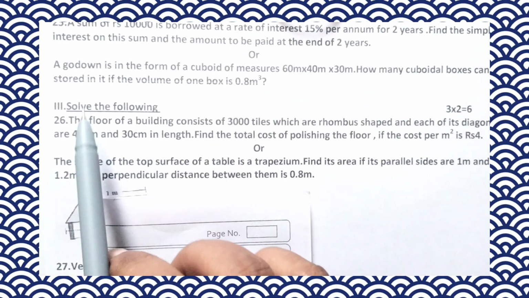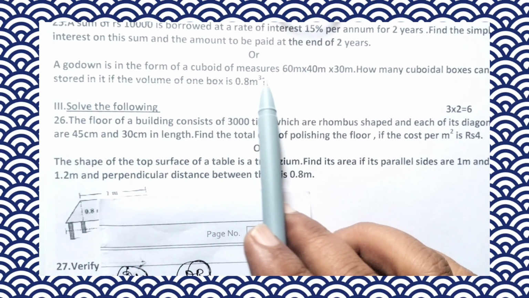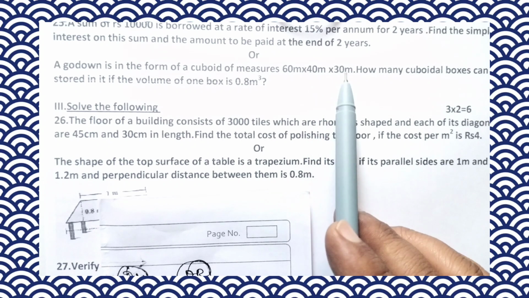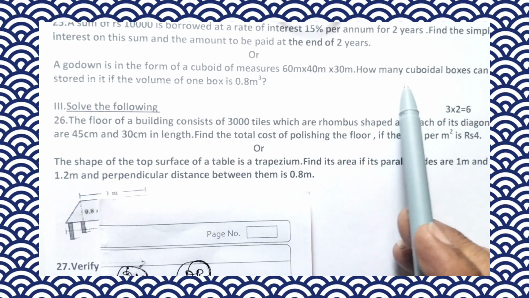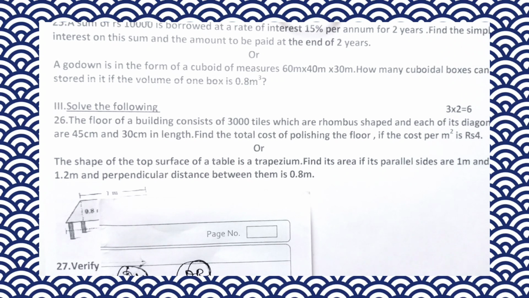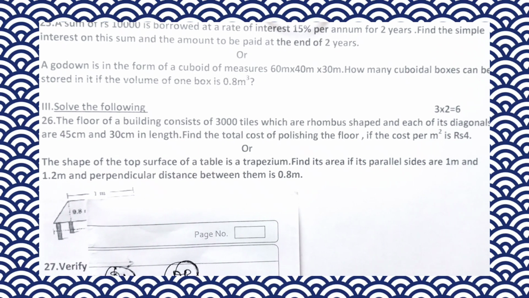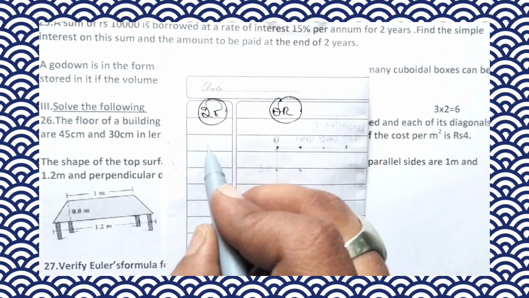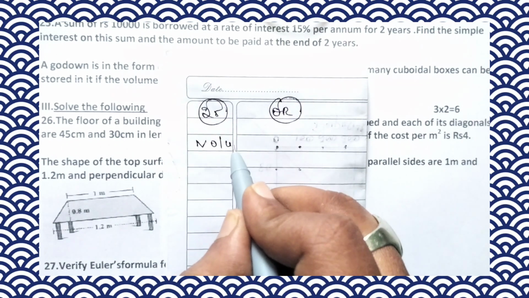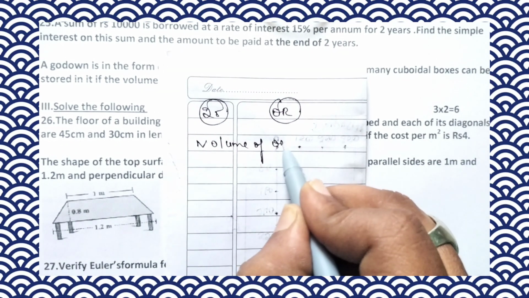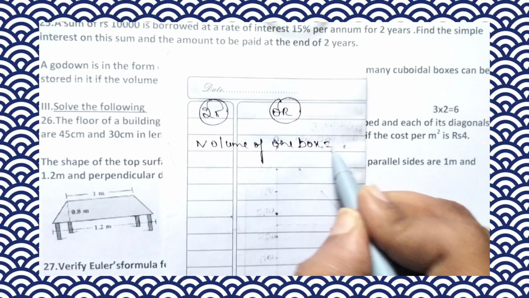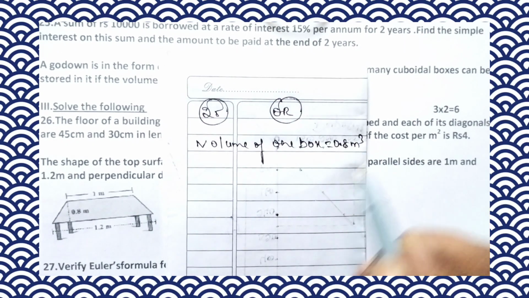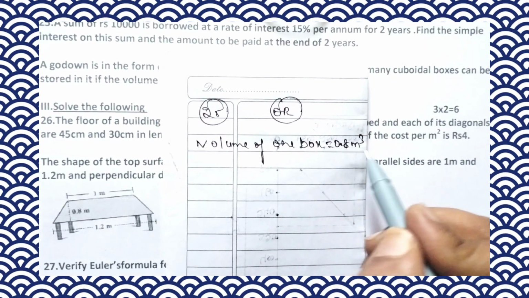A godown is in the form of a cuboid of measure 60 meter into 40 meter into 30 meter. How many cubicle boxes can be stored in it if the volume of one box is 0.8 m cube? So now let us answer this question. First, the volume of one box. The volume of one box is equal to 0.8 meter cube.